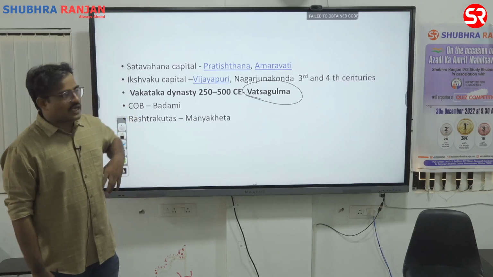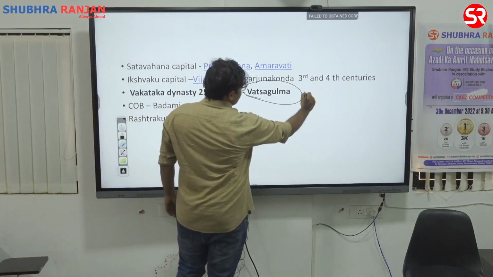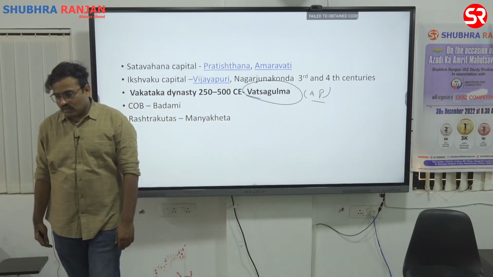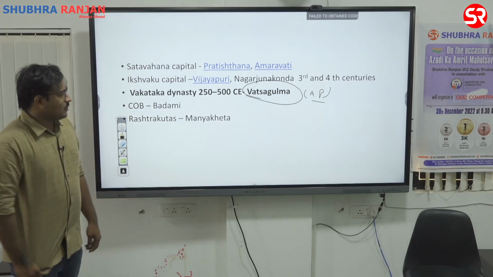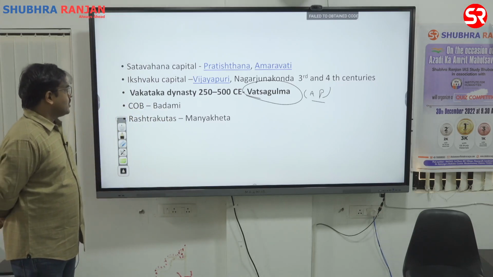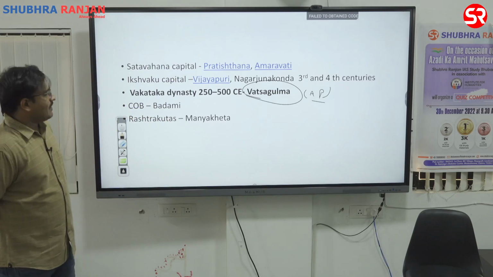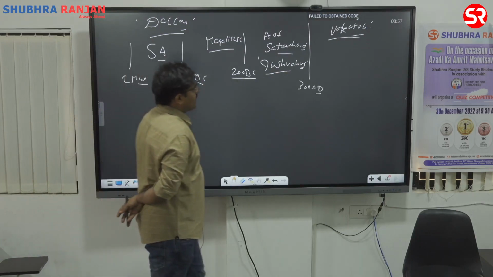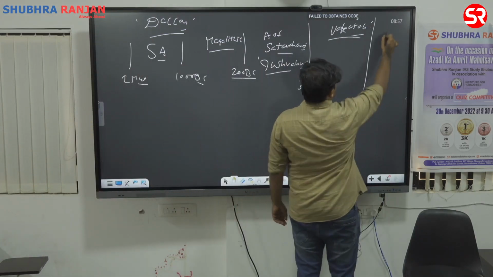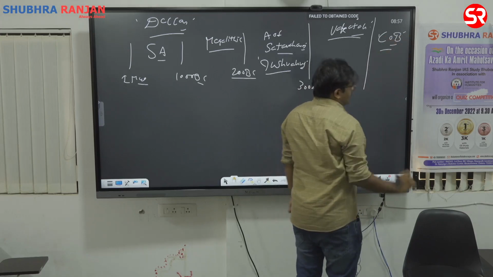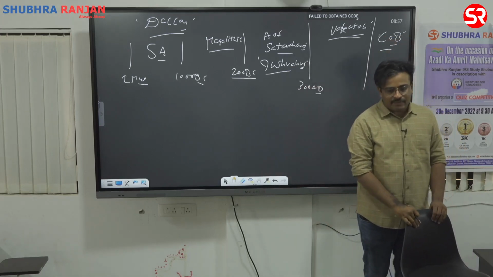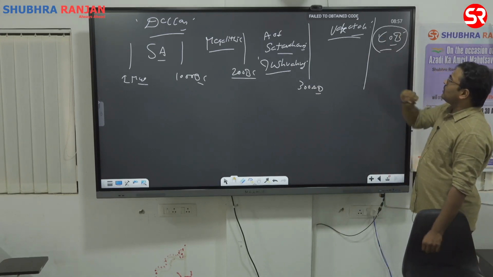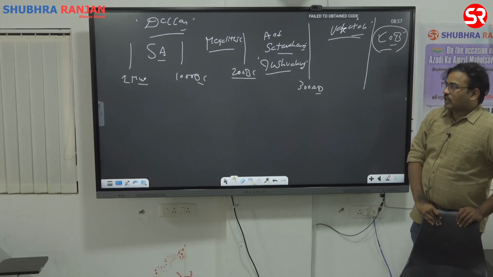In fact, the Wakataks are the people who are responsible for the paintings in Ajanta. The Ajanta painting tradition is associated with the Wakataks. Then after the Wakatak dynasty, in the Deccan region, the next ruling dynasty is the Chalukyas of Badami, because they had their capital at this place called Badami. So that is the reason why these people are known as Chalukyas of Badami.